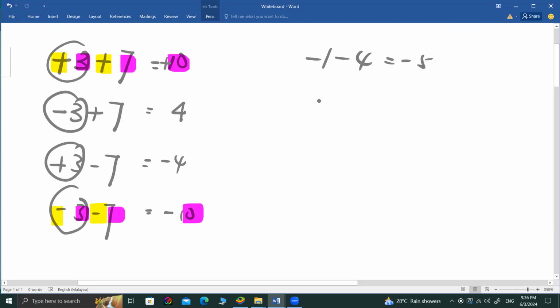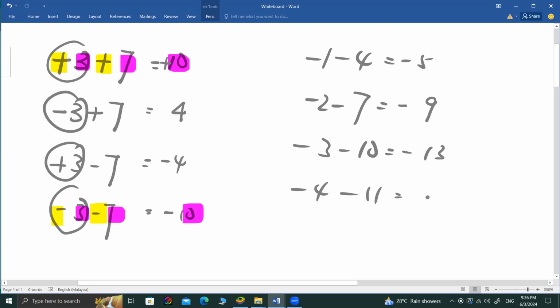-5. -2 minus 7. Right? -9. -3 minus 10. -13. -4 minus 11. -15. Got it? -9 minus 20. -29.